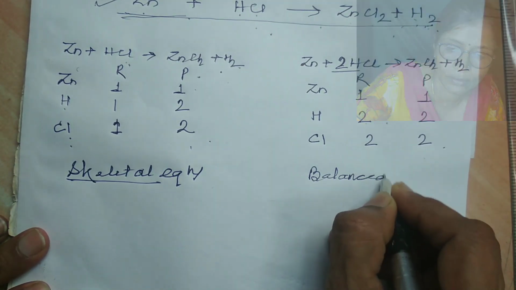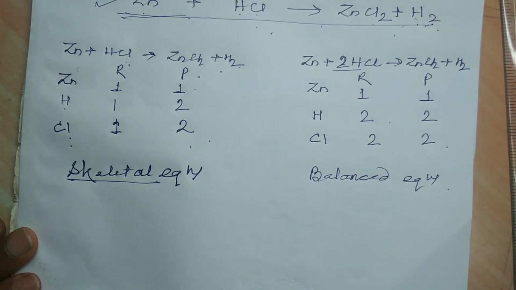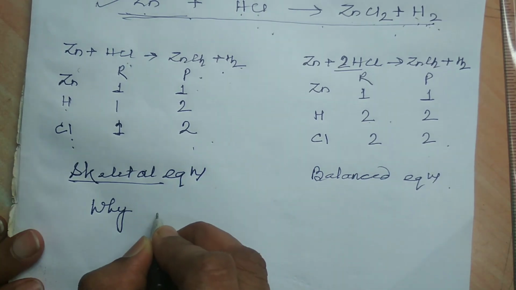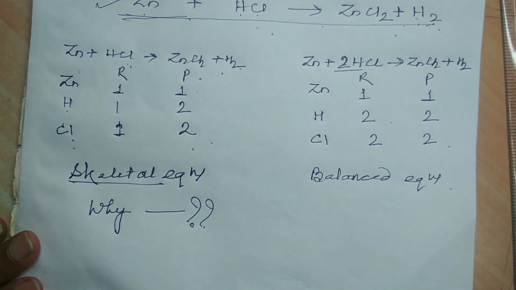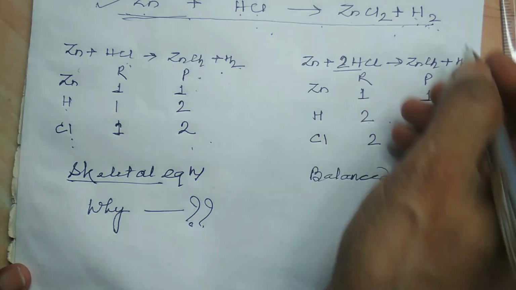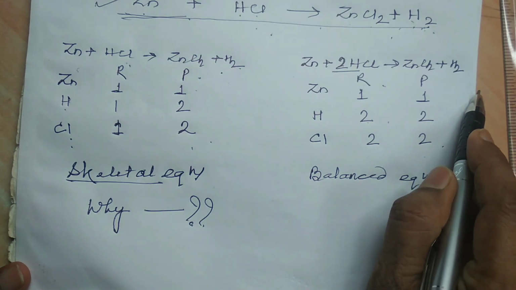Balanced equation. Now the question is why we have to balance the equation. Because according to the law of conservation of mass, mass can neither be created nor be destroyed. Mass can neither be created nor be destroyed. Means in a chemical reaction, the total mass of the reactant must be equal to total mass of the product.